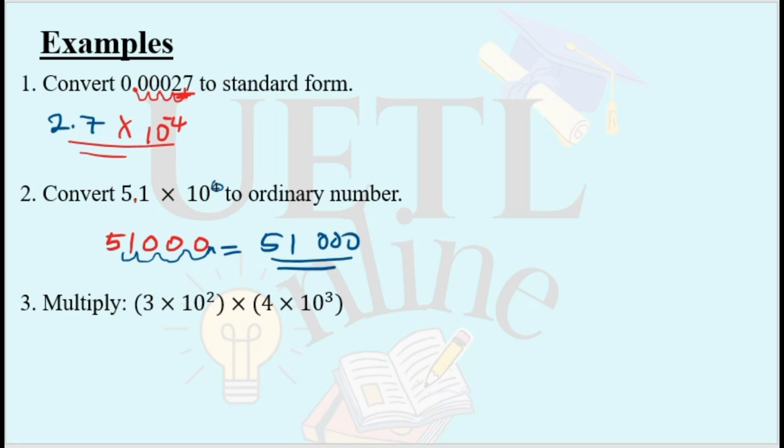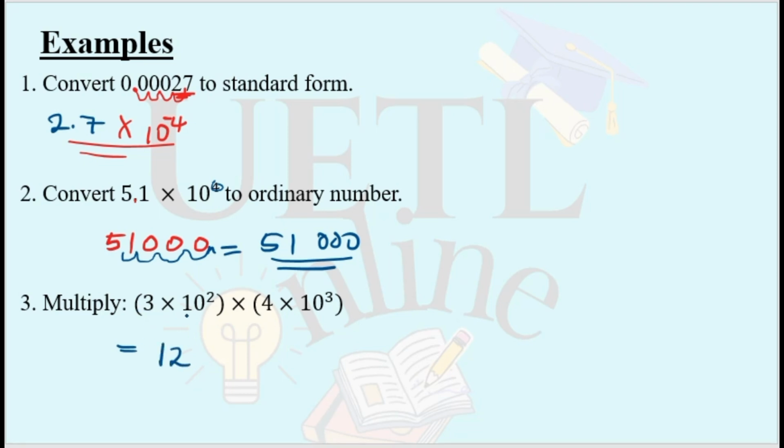The next example says multiply 3 times 10 to the power 2 times 4 times 10 to the power 3. The first thing is you are going to multiply these integers. Like I said, when you are multiplying, first multiply these a numbers. In this case, we have 3 and 4. 3 times 4 is going to get us 12.